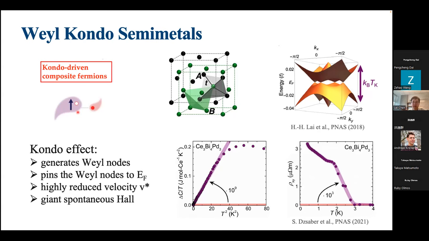Therefore, these composite fermions can host Weyl nodes, and this emergent Weyl node is going to be pinned to the Fermi energy as well because of the Kondo effect. And this emergent band is going to be highly renormalized, which means that its velocity is also going to be very small. And besides that, because of the non-trivial Berry curvature that appears in the system, you would have this giant spontaneous Hall effect. These two phenomena have already been confirmed by experiment.